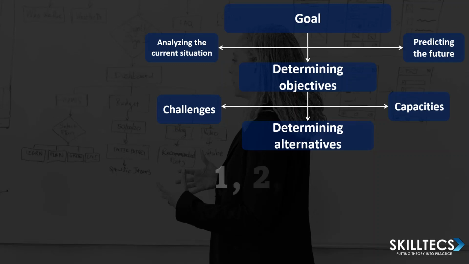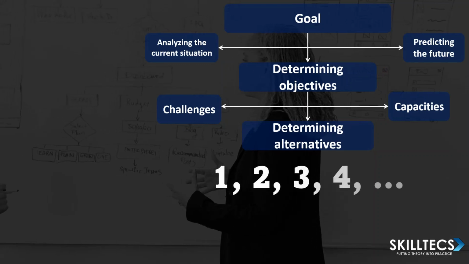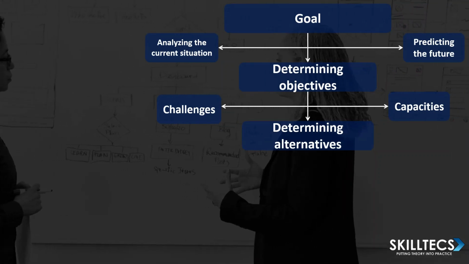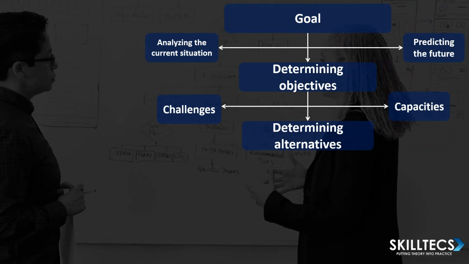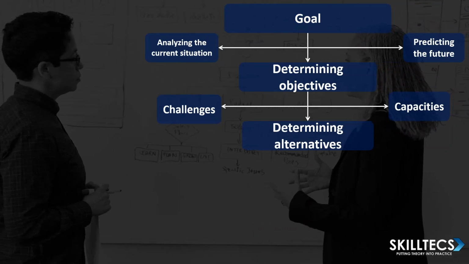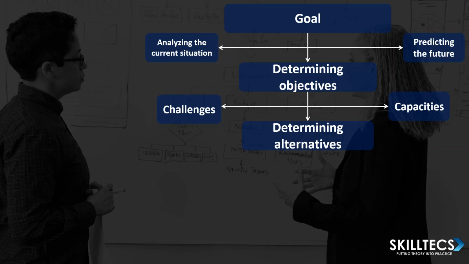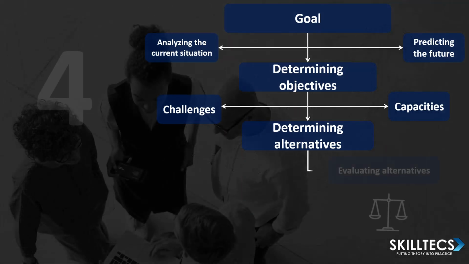Step 3 is determining alternatives, in the light of the goal you have set, and the analysis you have made in the previous steps. In this step, develop as many ideas and solutions as possible. That will lead to step 4, which is evaluating alternatives.